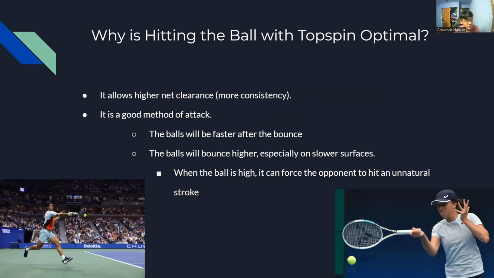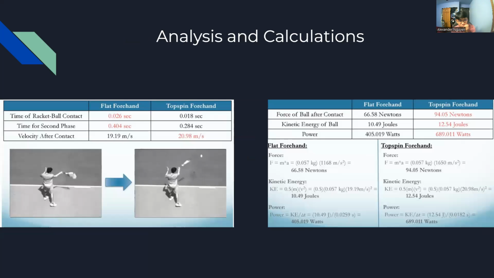The reason why they hit like this is because it allows higher net clearance. Like I said, the ball's going to be pulled down faster, so you can hit the ball higher and not worry about it going out farther later. It'll just be pulled down and land pretty deep. It's also a good way to attack because the balls are going to be faster and bounce higher. This is going to create unnatural positions for people to hit it in. So yeah, that's why they like it.